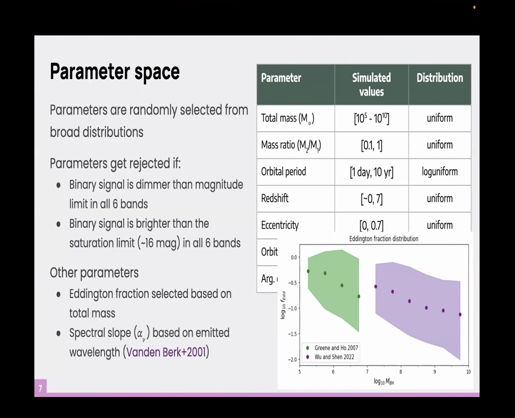So we select the Eddington fraction based on distributions between Eddington fraction and total mass from SDSS. And then for spectral slope, we determine that based on the emitted wavelength using the results from Vanden Berk et al.